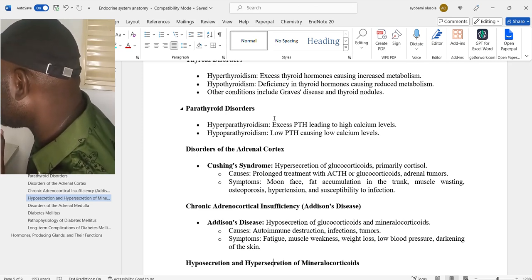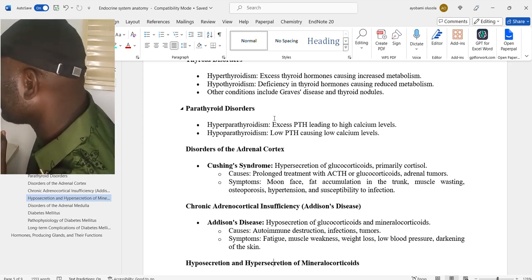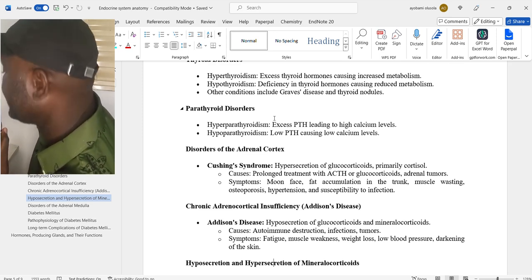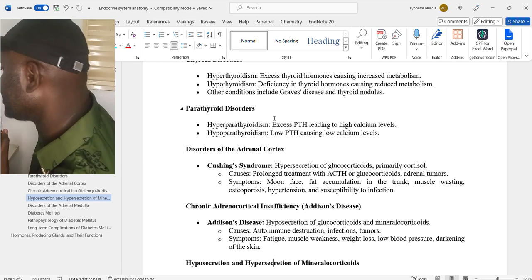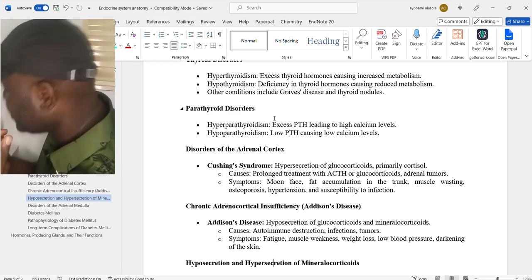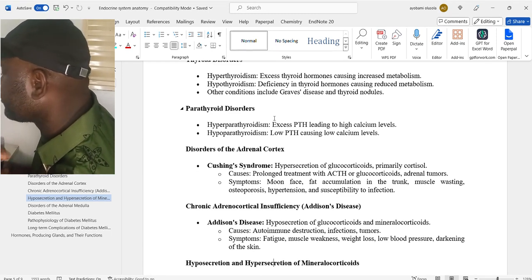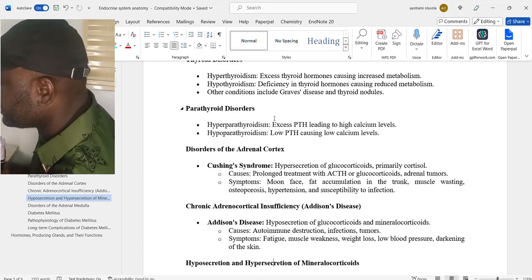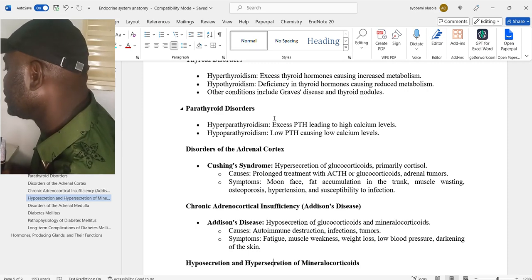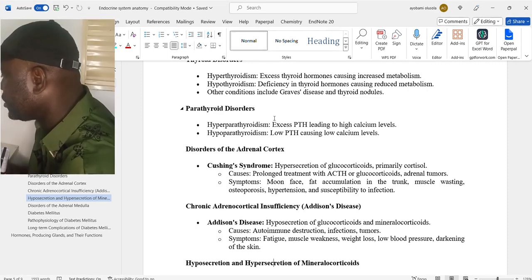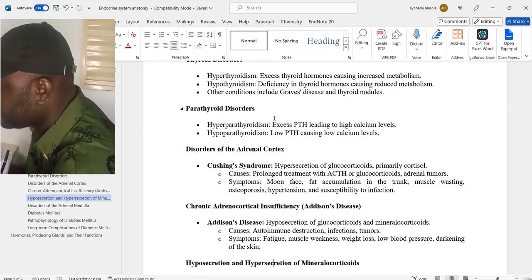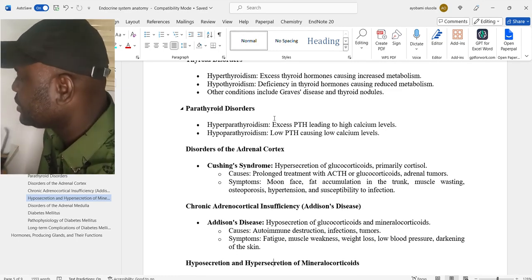That's what we call Addison's disease. So in Addison's disease, there is hyposecretion of both the glucocorticoids produced by the adrenal cortex and the mineralocorticoids produced by the adrenal cortex. Addison's disease is usually autoimmune, and it can also be caused by infections. The symptoms include fatigue, muscle weakness, weight loss, low blood pressure, darkening of the skin.